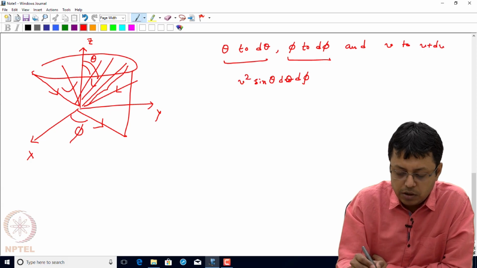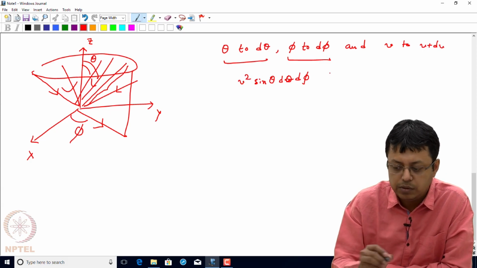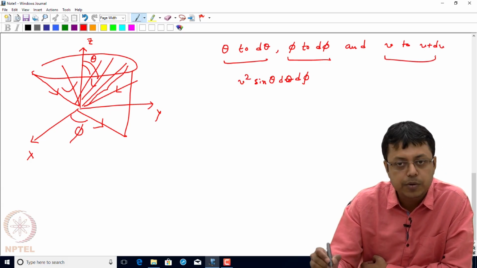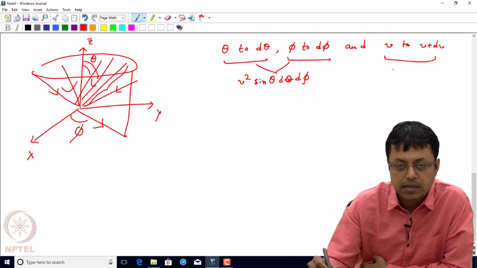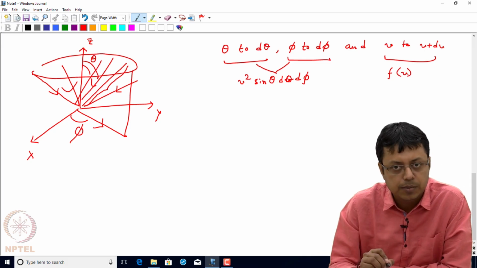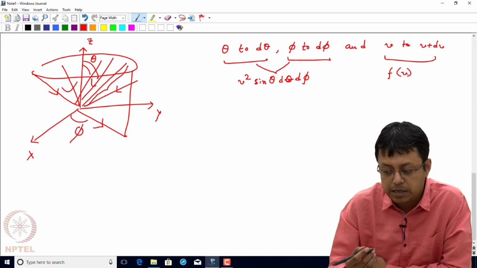So this volume will be basically v square into this. And if you want to take a distribution of molecular speed, so that means actually you have to multiply the entire thing by the Maxwell-Boltzmann distribution of molecular speed.